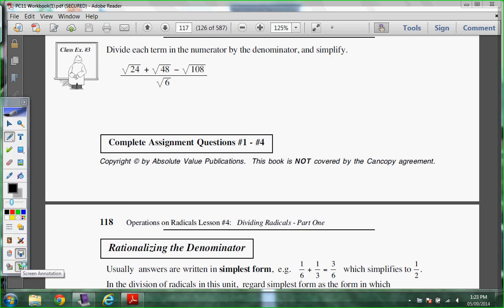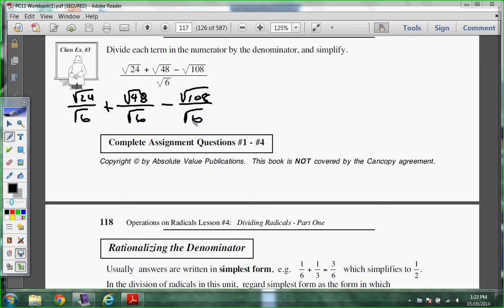Okay, so divide each term in the numerator by the denominator and simplify. So we're going to divide them first and then simplify. So we can do them piece by piece, because when we're doing fractions, remember, this can also be written as 3 fractions. We can write this as root 24 over root 6 plus root 48 over root 6 minus root 108 over root 6. That's the same thing.